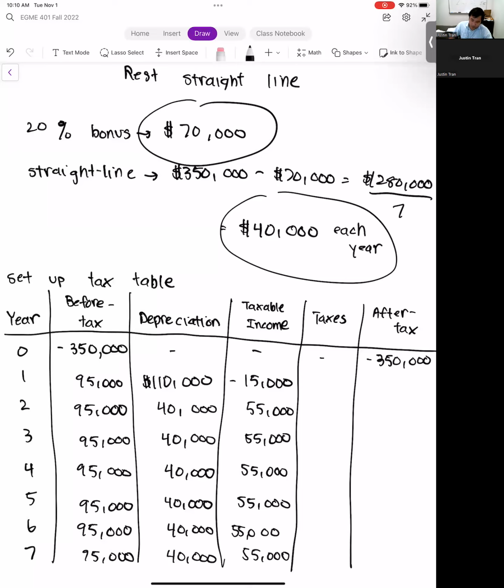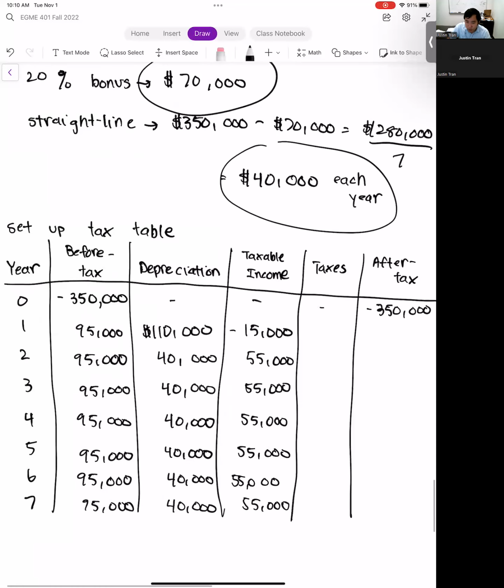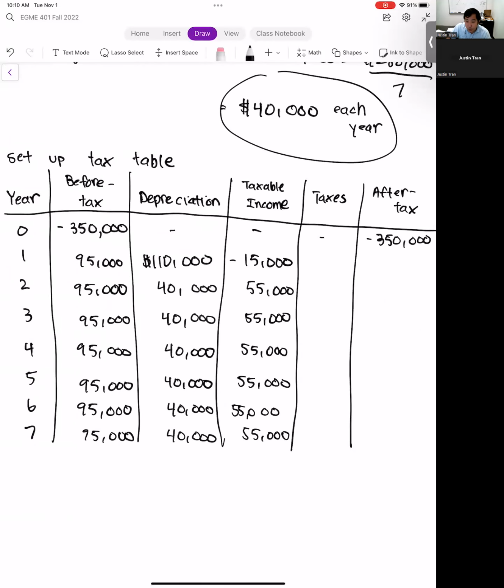All right, so taxes. To compute taxes, we're going to take our taxable income and multiply it by 0.21, which is the tax rate. First we're going to do it for year one, which is minus 15,000. So let me go ahead and pull up MATLAB. We have 15,000 times 0.21, so that's going to be minus 3150. And for every other year, we're going to pay taxes in the amount of 11,550.